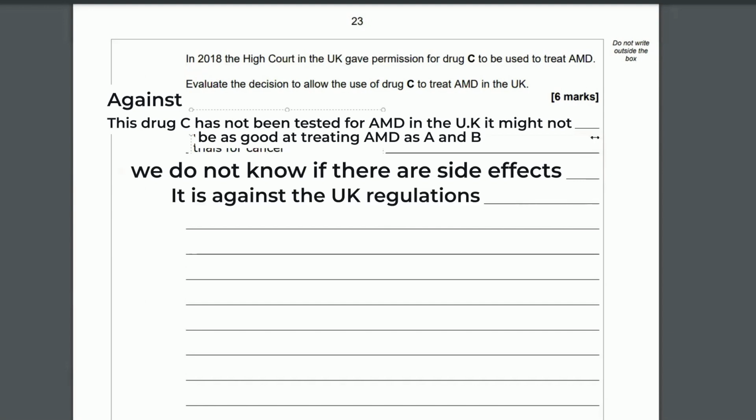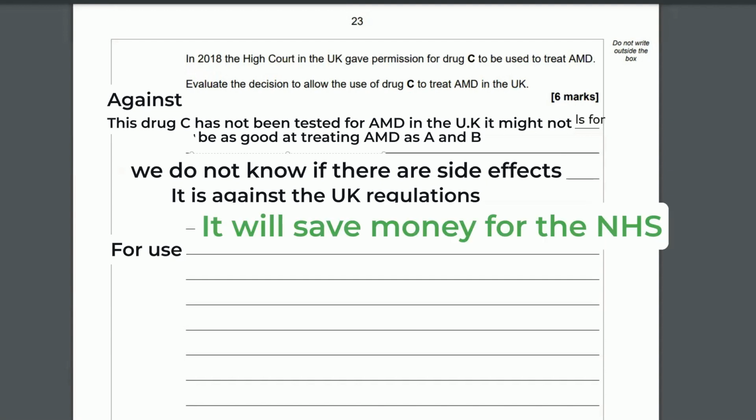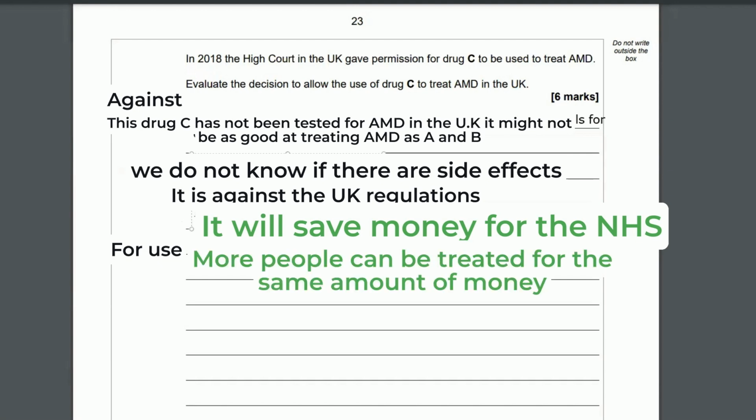So here I am, against. This drug C has not been tested for AMD in the UK. It might not be as good at treating the AMD as drugs A and B. So that's 1 point. And then you probably get a separate point for saying it's not been tested in the UK. We don't know if there's side effects. It was definitely told us that it was against UK regulations. Now, that's not a law, but it's still breaking the UK medical regulations, which are recommended.